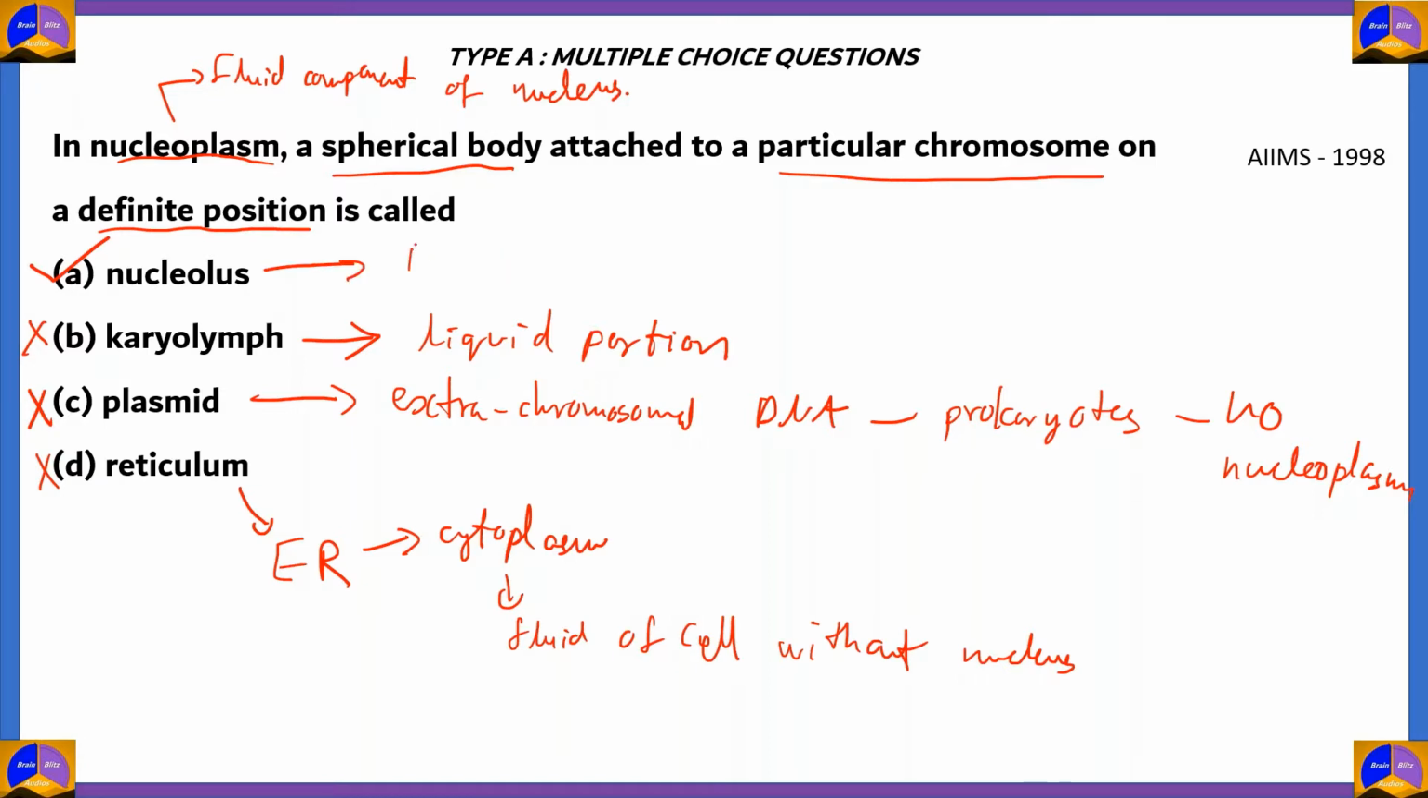Nucleolus is important in converting DNA to messenger RNA, which is important in protein synthesis. So they are attached to particular chromosomes and extract their DNA and convert it to mRNA before sending those mRNA to ribosomes. So option A, nucleolus, is the right answer.